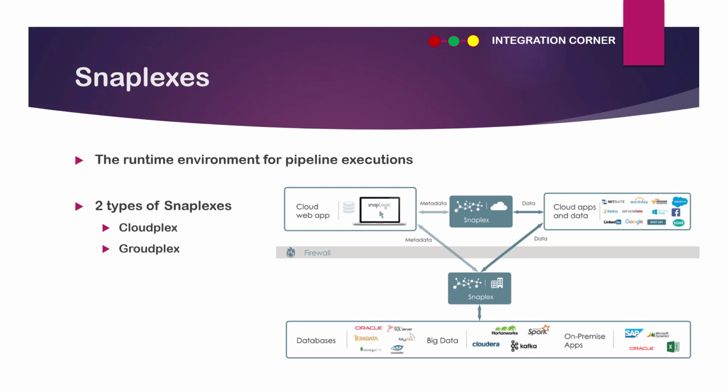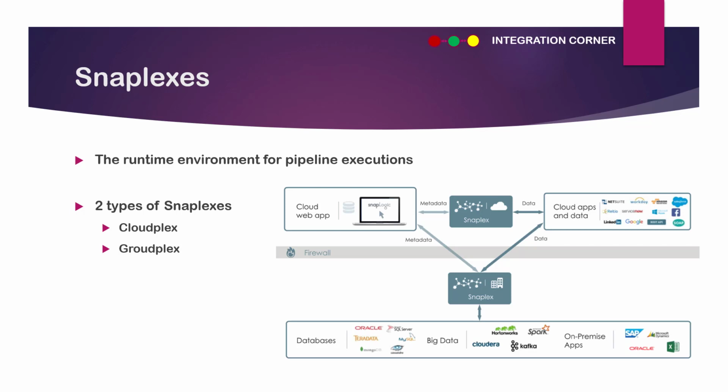Now comes Snaplexes. These are the runtime environments for the pipeline execution. As I mentioned before, there are two types of Snaplexes: Cloudplexes, which run in the cloud and are managed by the SnapLogic team. If you have a requirement to integrate SaaS applications, then Cloudplex is the way to go. Cloudplexes are completely managed and monitored by the SnapLogic team. So as a customer, you don't have to worry much. Your runtime is always ready and managed by SnapLogic. You just need to deploy your pipelines.